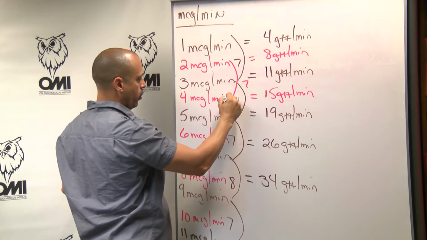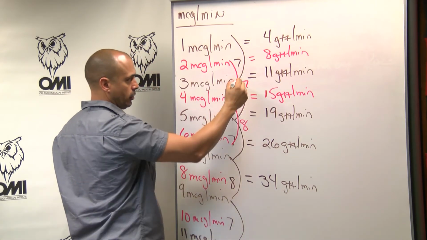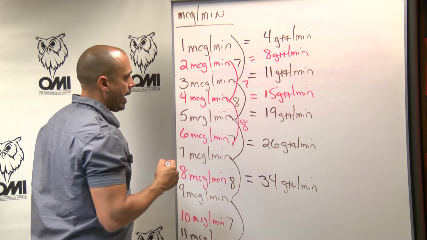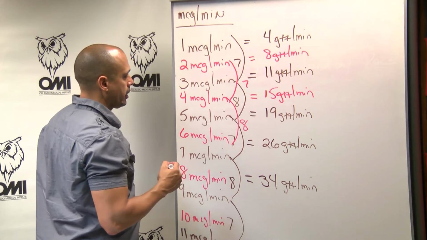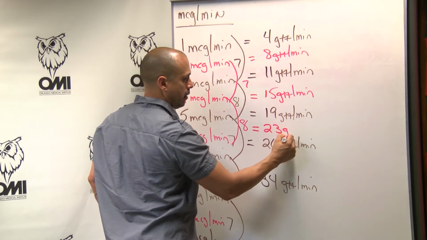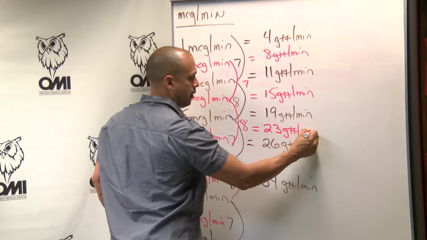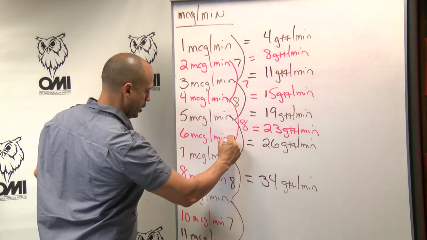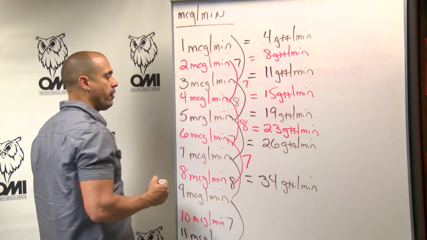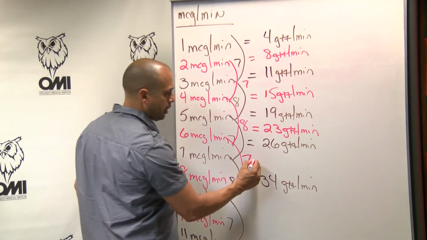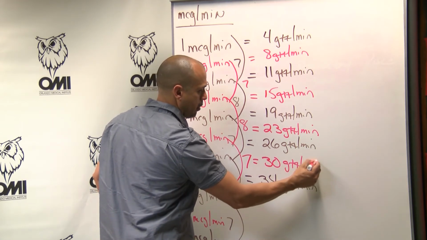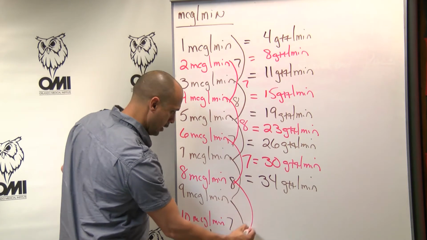What's the next number? Going to 4, the next even number, we're going to add 8. So 7, 8, 7, 8. Still the same method. So 15 plus 8, right? It's going to be 23. What's the next? Going to the next even number, which is 8, we're going to add 7. So 7 plus 23, 30 drops per minute.